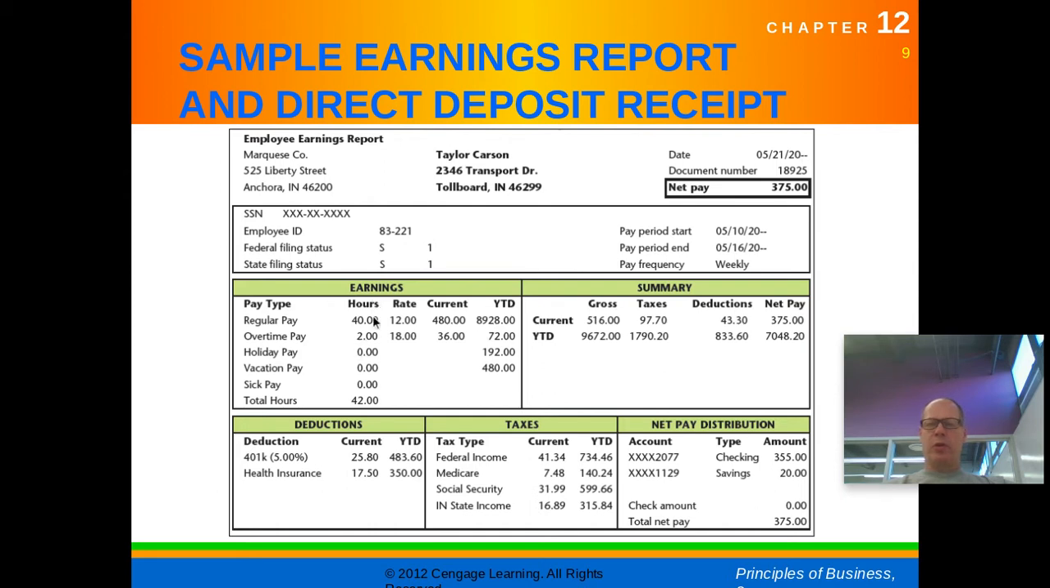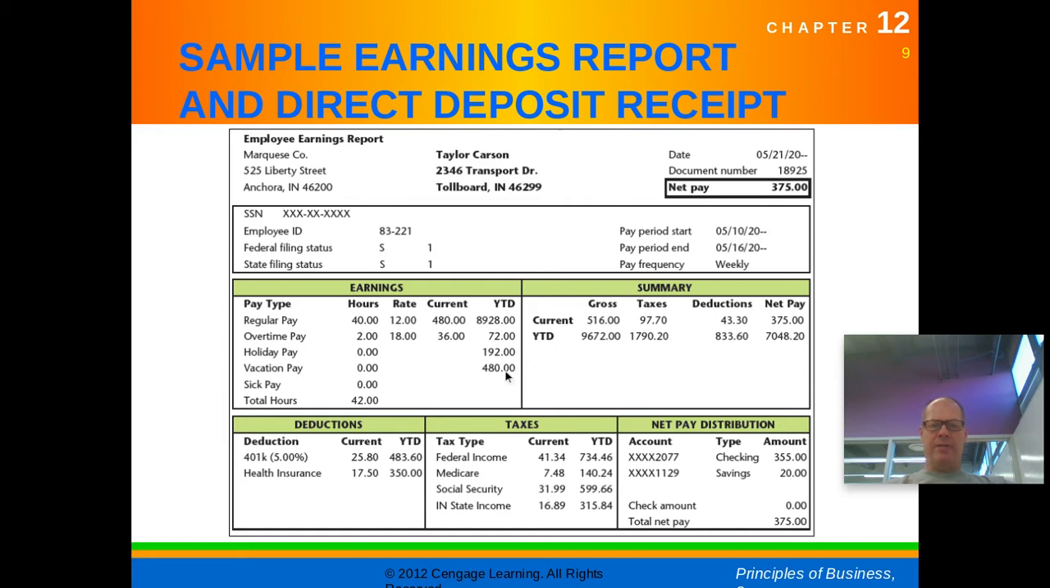Then they have overtime pay. So this person worked a total of 42 hours. Usually, overtime, if you work over 40 hours and you're an hourly employee, you get paid by the hour, you'll get time and a half. That's 1.5 times your regular rate. So 1.5 times 12 is $18. For these 2 hours, they made $36. You add those together. They also receive some holiday pay, which is probably 192 divided by 12. You can figure out what that is.